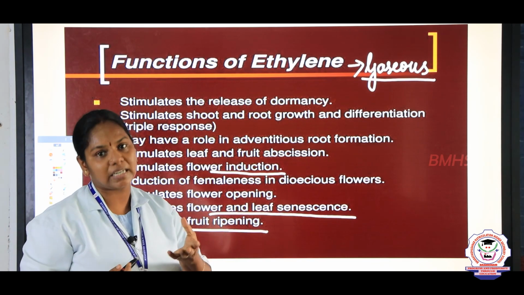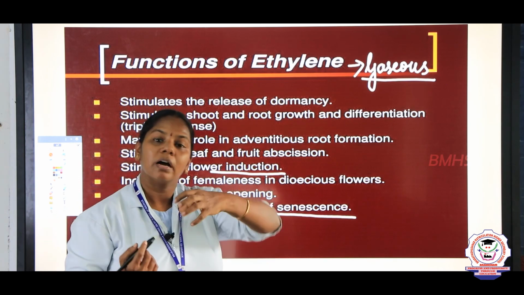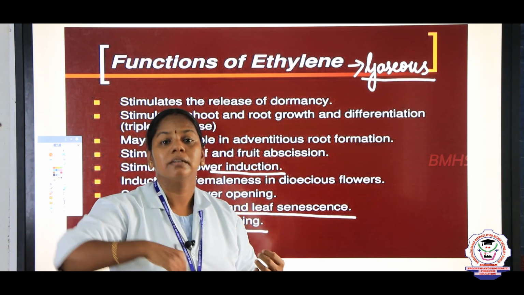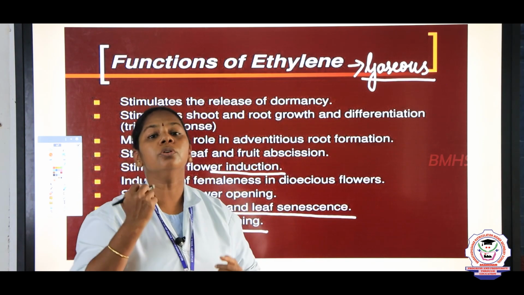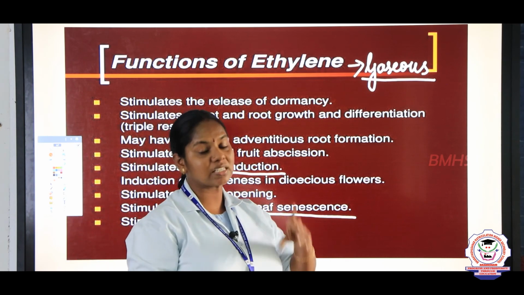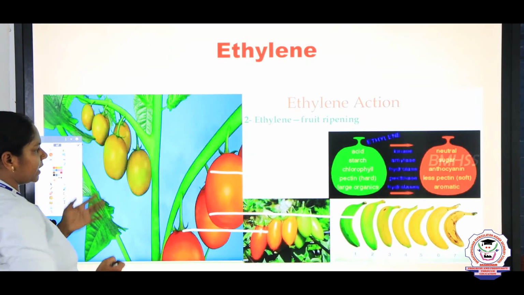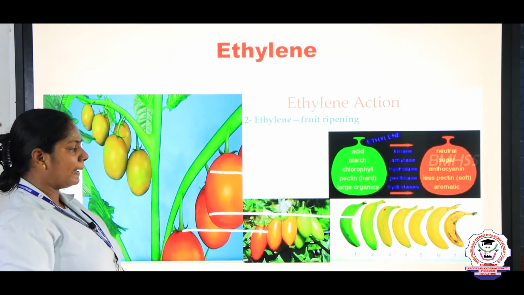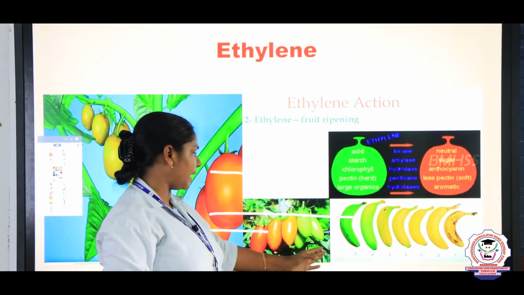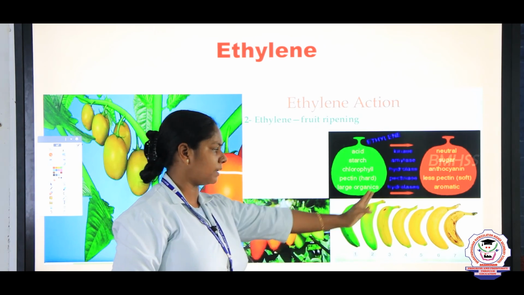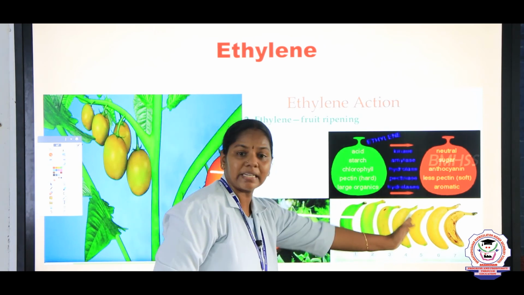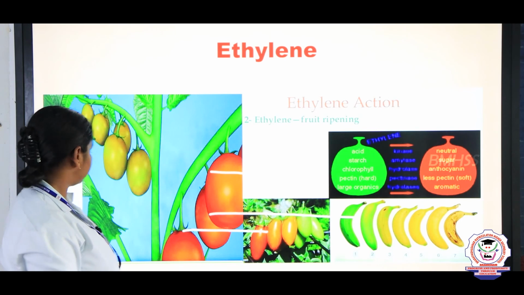Gaseous ethylene is released, and this ethylene stimulates the other fruits to ripen very fast. So this is one important function of ethylene. So ripening of the fruits is due to ethylene. After administering ethylene, the unripe fruits get ripened very fast.